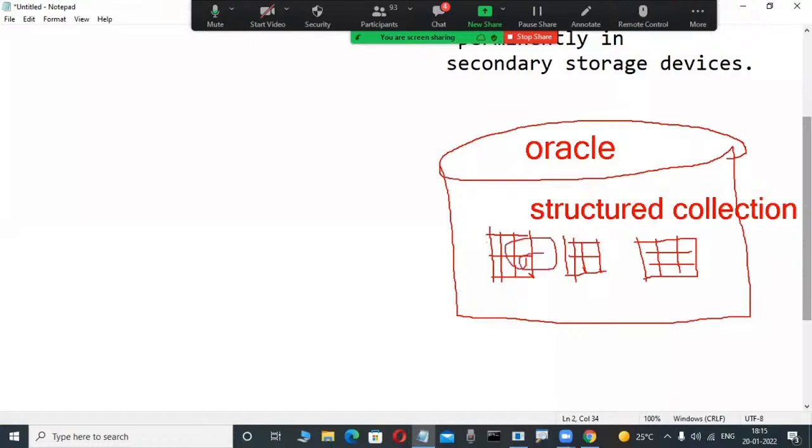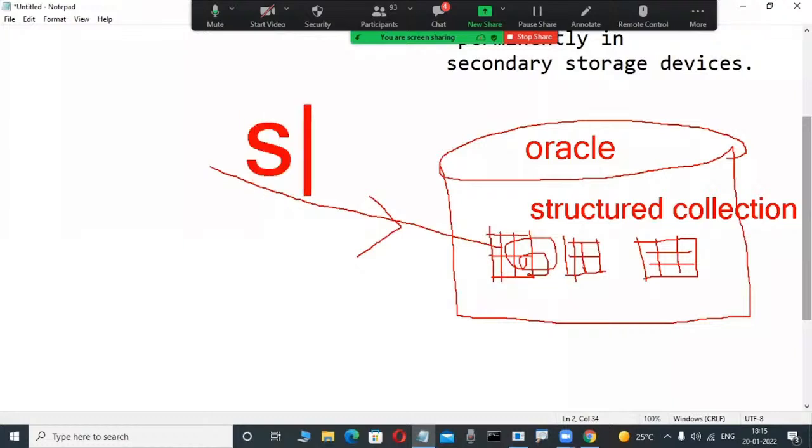Once we have a structured collection of data, to operate on this data some language is required. What is that language? Maybe anybody has an idea? SQL, structured query language. Through this language we operate on the structured data in relational databases. But databases like MongoDB are different. The SQL language is not there. There is no SQL.